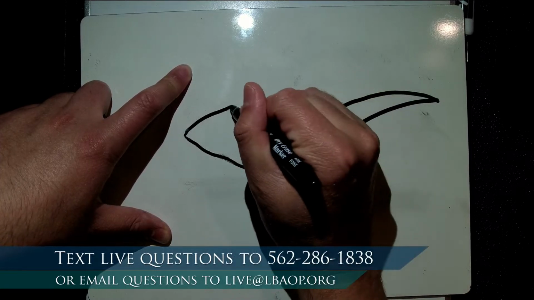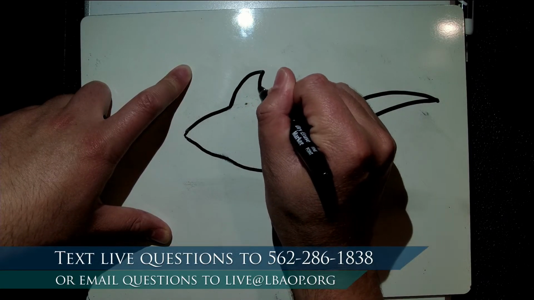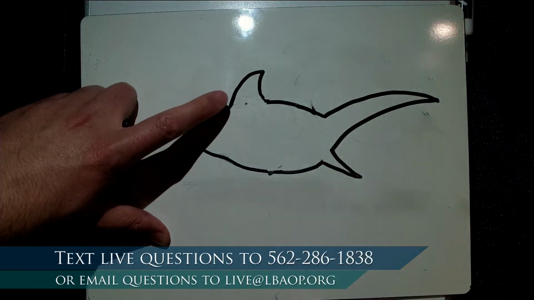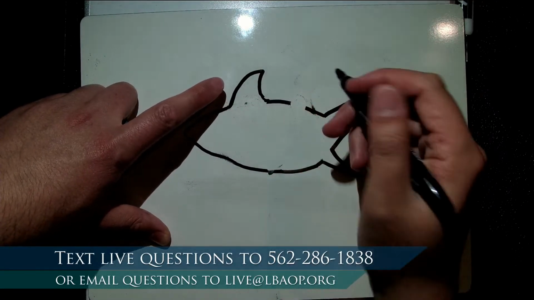Now, we do need to add some more fins. The most famous fin for sharks is usually this one that sits up on top. This fin we call our dorsal fin, and they are going to have two of them.